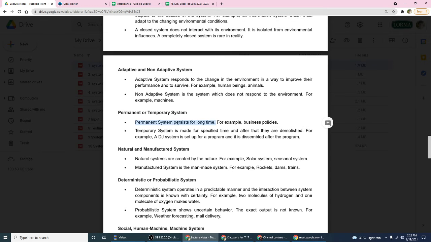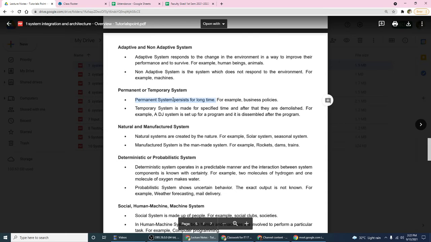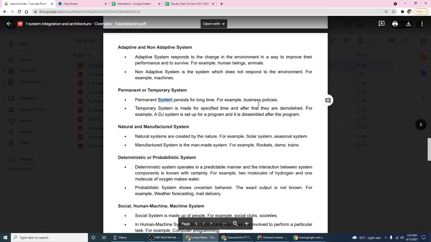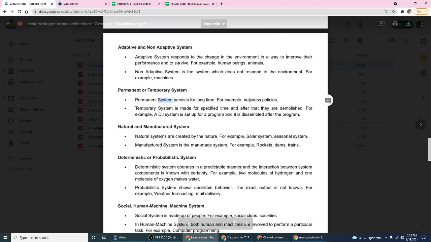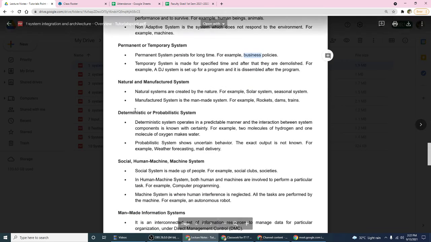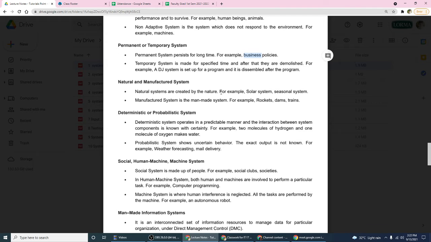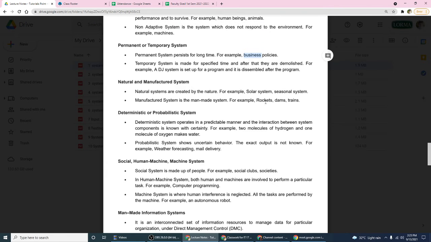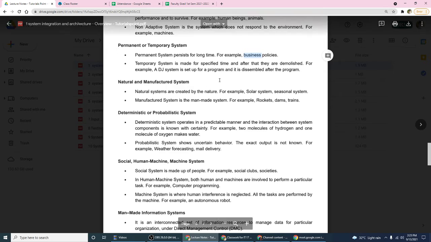Very flexible system. Okay? Because that will depend on the business policies. When the business policies change, then the system should also change based on the policy of the business. And then we have the natural and manufactured system. Natural systems are created by nature, for example, solar system, seasonal system. Manufactured system is a man-made system, for example, rockets, dams, trains, robots, and etc.